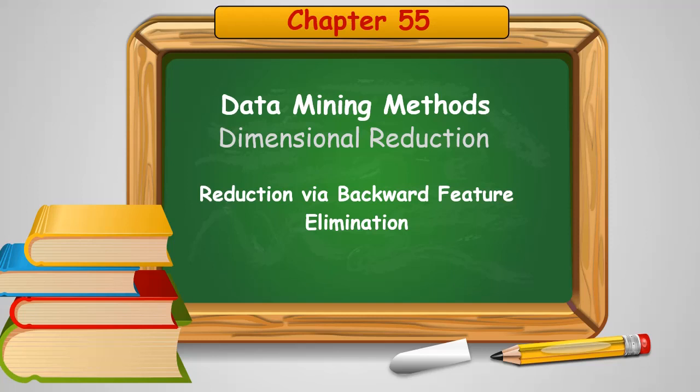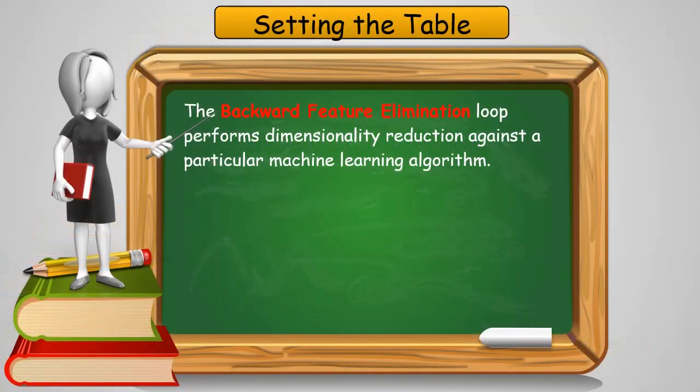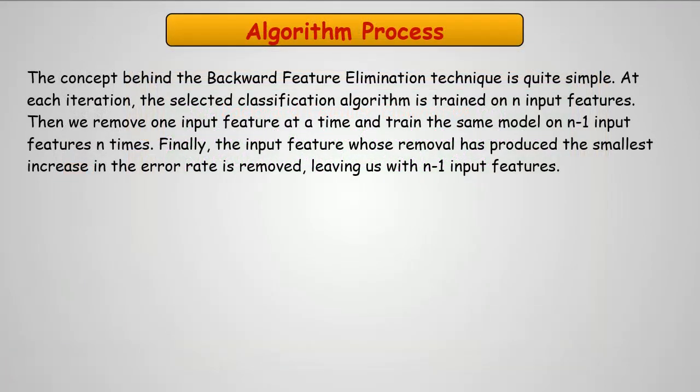In this chapter we're going to talk about reduction via backward feature elimination. Now, backward feature elimination is a loop, and it's going to perform dimensional reduction against a particular machine learning algorithm. The concept behind backward feature elimination is really quite simple.